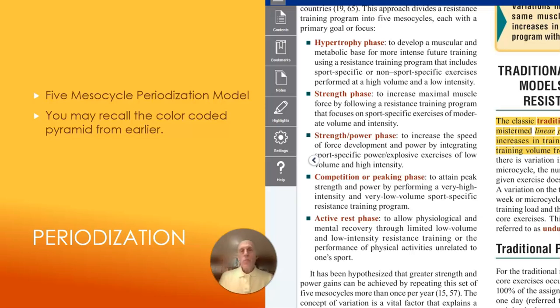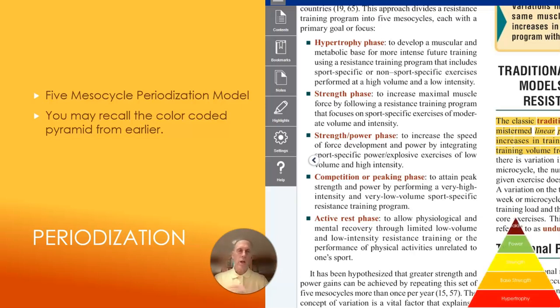So they talk about the periodization model itself, and we may recall this from a color-coded example that I talked about before, where you had hypertrophy on the bottom, then strength, power, peaking. The model I spoke of earlier was hypertrophy-based strength, power, peaking. And they talk about active rest, which is huge in what we do, and I'll bring that up in the soccer example. When you get done with a mesocycle, you have to have a week of active recovery and active recuperation.